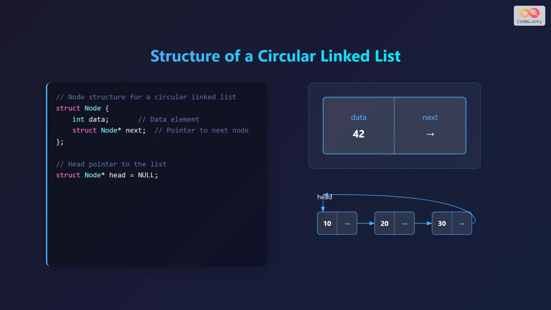In this example, you can see the structure of a node containing a data field and a next field. The data field stores the value 42, and the next field contains the address of the next node. Below that, we see a simple linked list where the head points to the first node with the data 10, then the next node with the data 20, and finally the third node with the data 30. The final node points back to the first node, closing the circle.